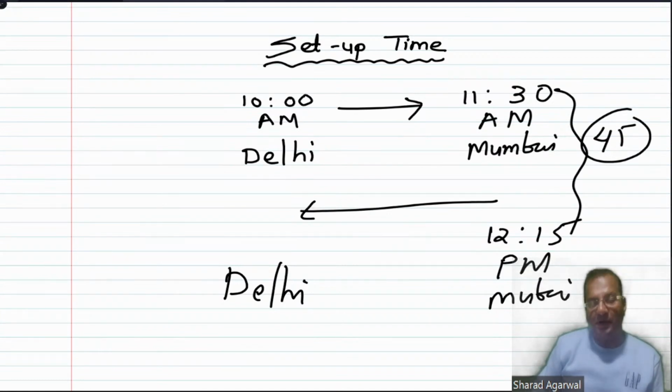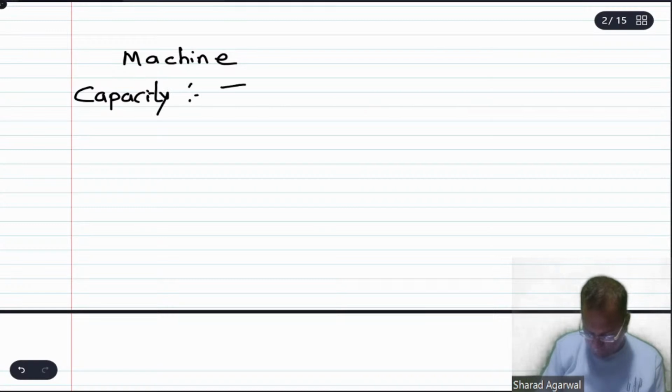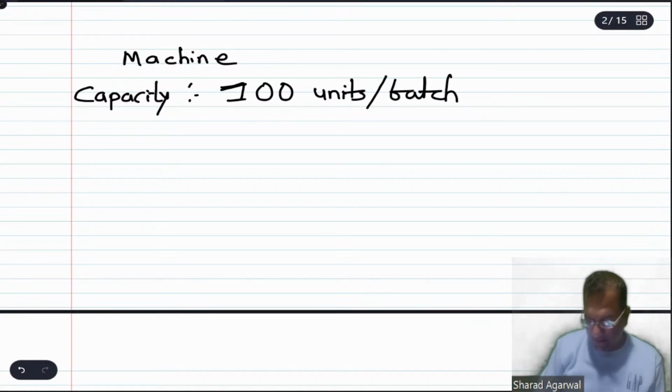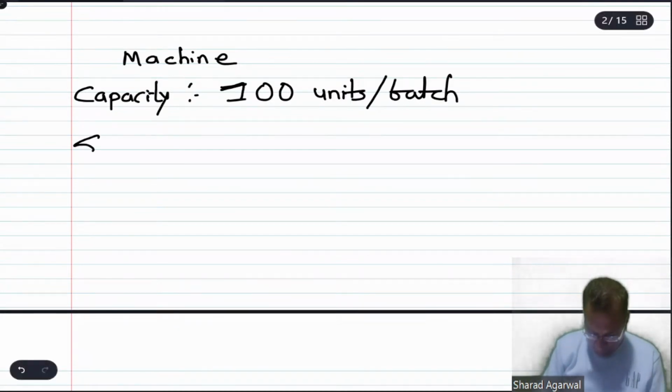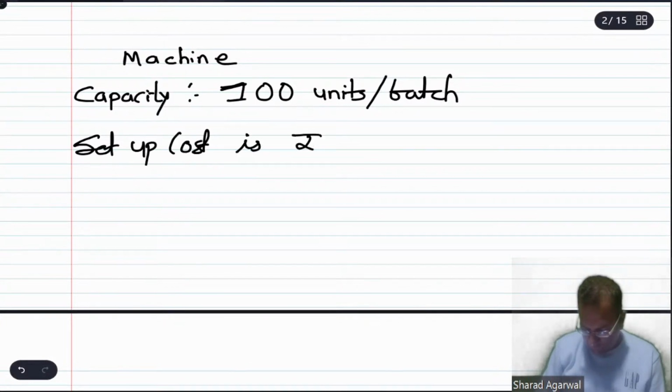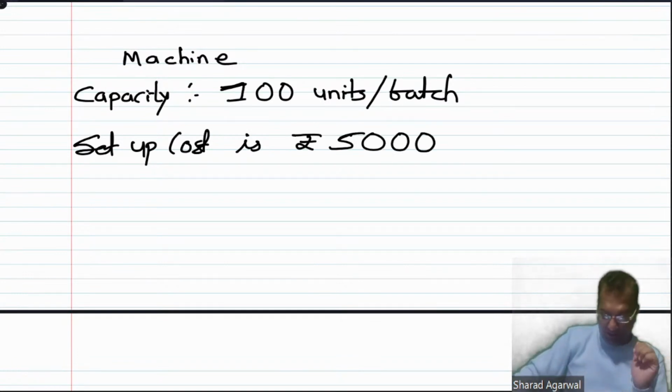अब इसी एग्जांपल को अपन एक मैन्युफैक्चरिंग सेक्टर में ले चलते हैं. सपोज जो मेरे पास मशीन है, the capacity of the machine is 100 units per batch. At a time, a maximum of 100 units can be manufactured. Setup cost is rupee 5,000. Setup cost is rupee 5,000.